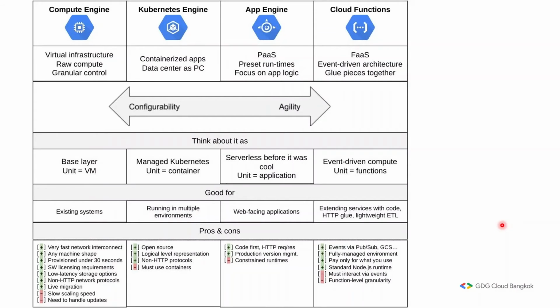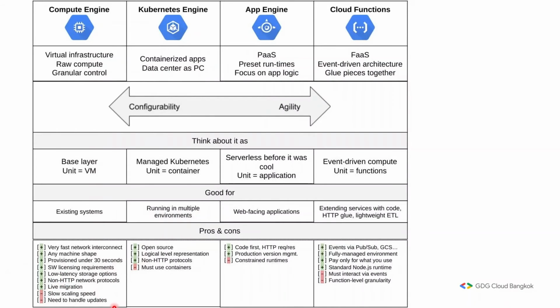These are some of the things. They are good for existing systems, and we have to think about the services before using them in Google Cloud Platform. And these are the pros and cons. In Compute Engine, the pros are a very fast network interconnect, any machine shape provisioned under 30 seconds, and support for software licensing requirements and so on.